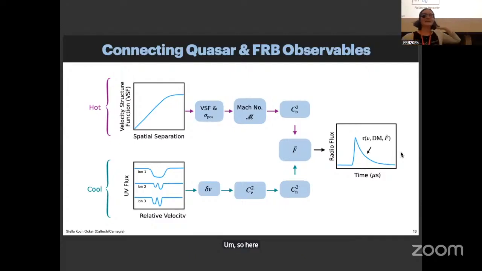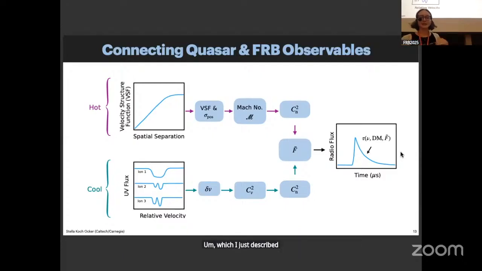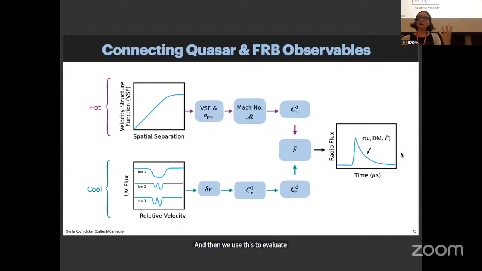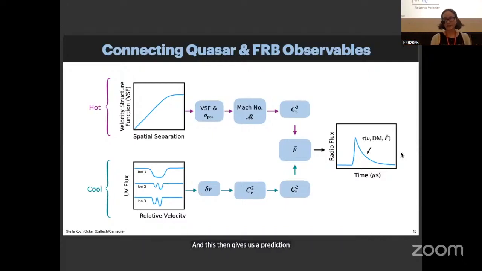So here you can see a general schematic of the methodology. We have two different tracers of hot and cool gas turbulence, which I just described. We use the velocity fluctuations to infer the amplitude of the density fluctuation power spectrum, C_n squared. Then we use this to evaluate this composite density fluctuation parameter, F tilde, which I'll describe in a moment. And this then gives us a prediction of the scattering timescale.